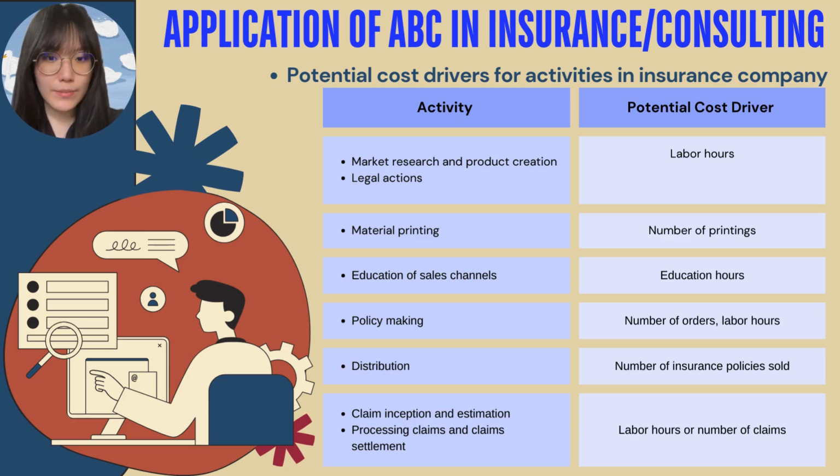Consequential activities can be divided into primary and secondary activities. Primary activities refer to the cost of making an insurance policy and distribution. Secondary activities are claim inception, claim estimation, processing claims, claim settlement, and legal actions. For every identified activity, a cost driver should be determined. Potential cost drivers according to the above-mentioned activities are presented in the following table.